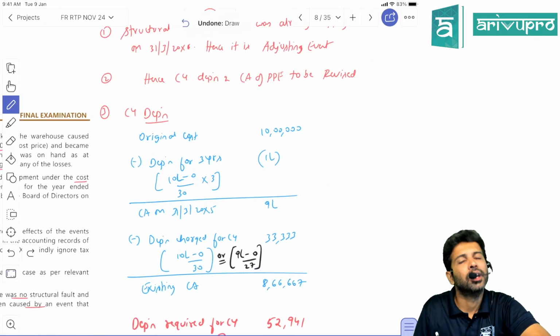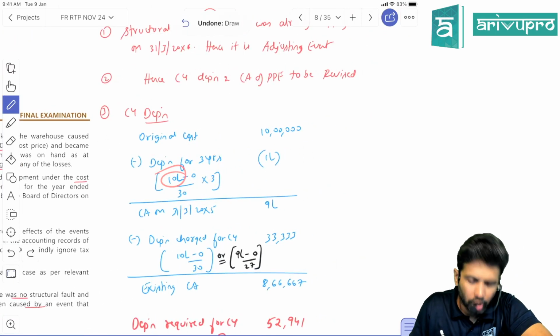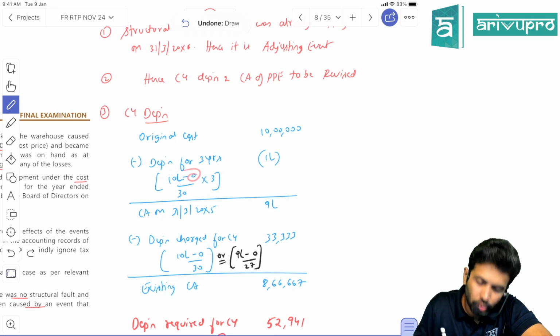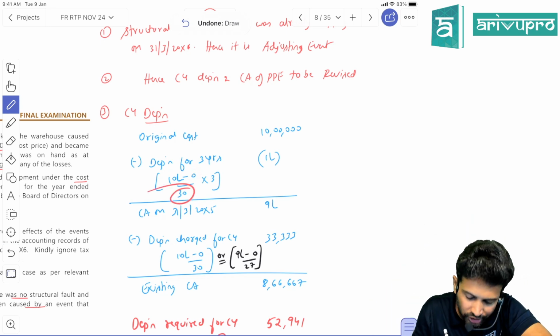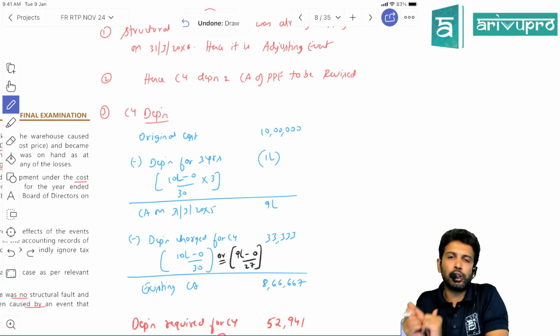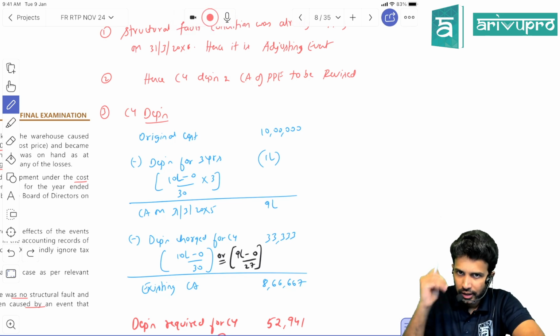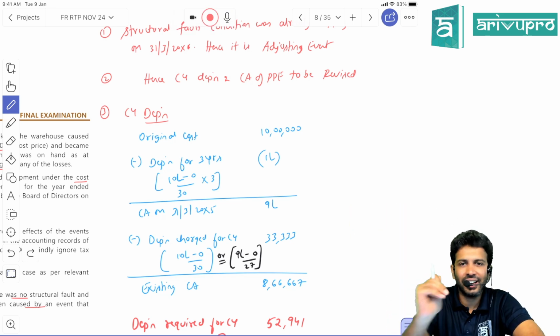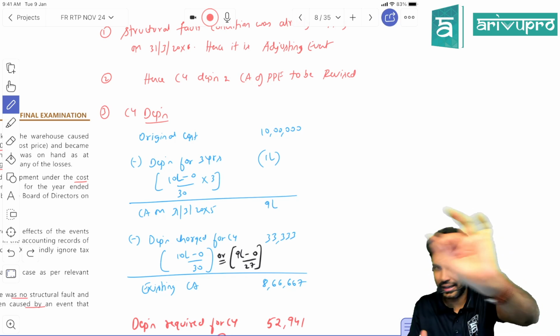First, let's do it for 3 years. What will be the depreciation? Carrying amount is 10 lakh, residual value is 0. Initially, they are depreciating using the life as 30 years. I've only calculated for 3. The current year I'll show separately. I'll tell you why in a bit.